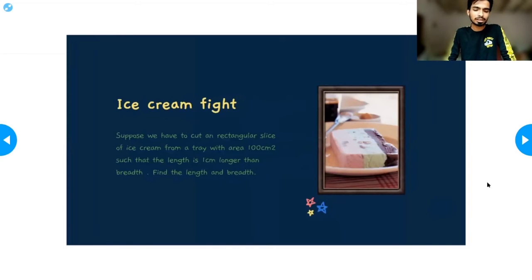The question says that suppose we have to cut a rectangular slice of ice cream from a tray. That slice's area should be 100 centimeters square, such that the length is 1 centimeter greater than its width. Find the length and width. How to do that? In my case, I think I'll just take the tray and run off.